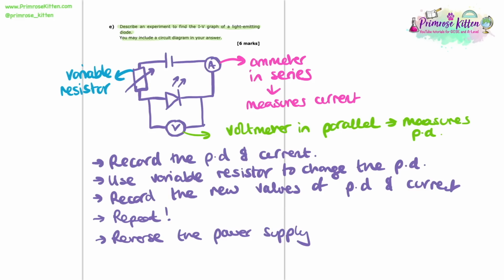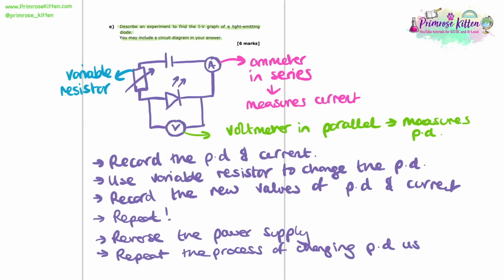What we need to do now is reverse the power supply. By reversing the power supply, we're now going to get negative potential differences. And now we're going to repeat the process before of recording the potential difference and the current, and then using the variable resistor to change the potential difference and repeat. So once we've done this, we're going to have many data points for both positive and negative potential difference. So now all we need to do is plot a graph of current against potential difference.